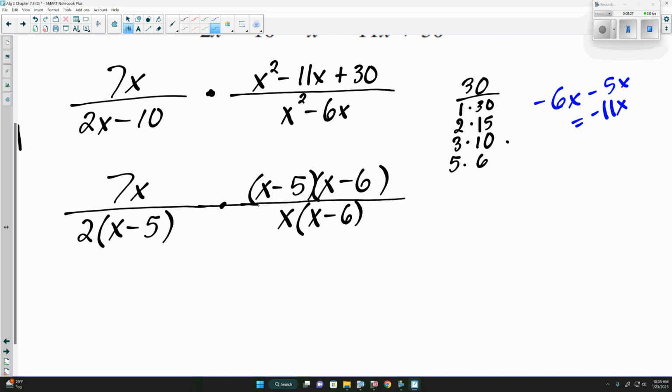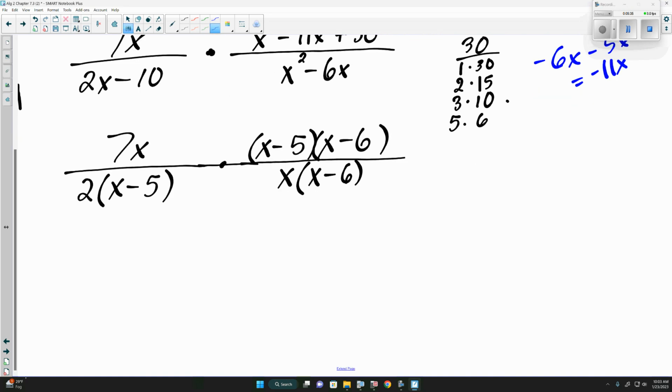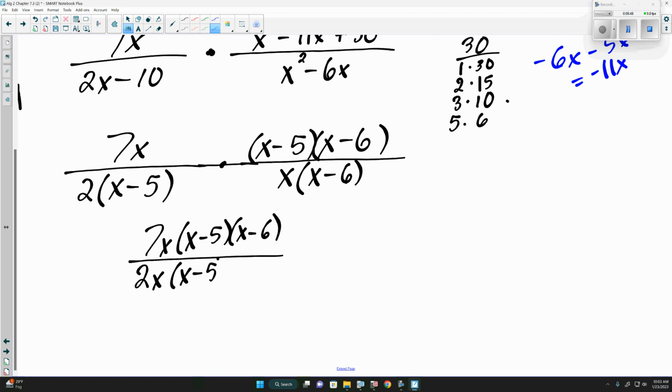And as we saw Friday, really we can merge these together. If we want to rewrite it, we can. Let's scroll down just a little bit. So if I wanted to rewrite it as 7x times x minus 5 times x minus 6 over 2 times x minus 5 times x minus 6, I can. We can do that there.